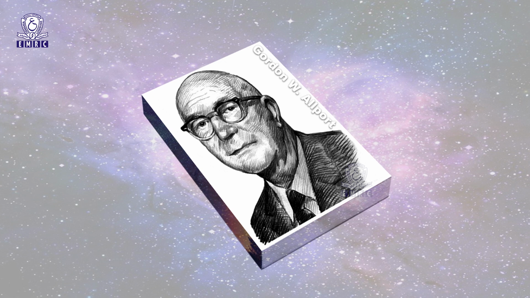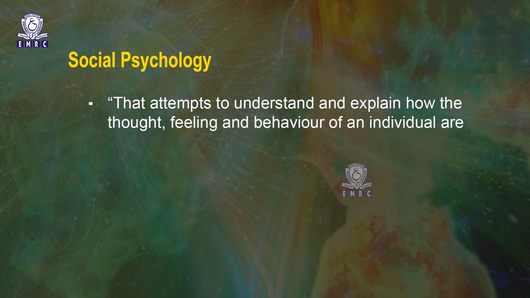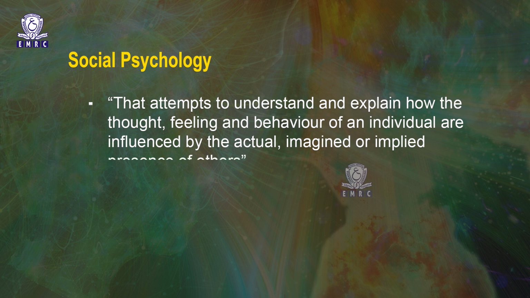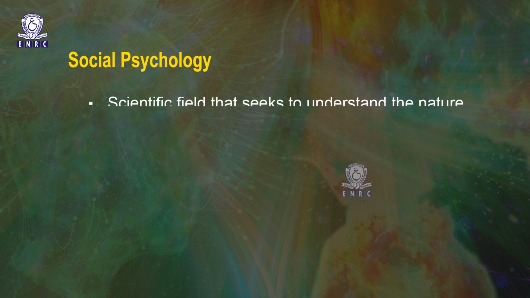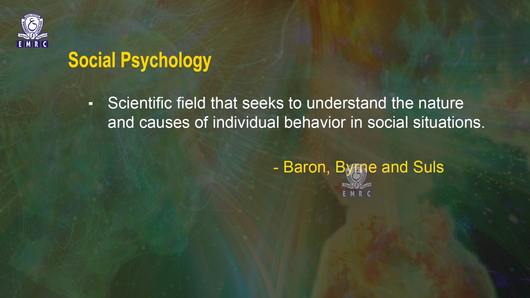A similar definition was given by Gordon Allport in 1968, who defined social psychology as a discipline that attempts to understand and explain how the thought, feeling and behavior of an individual are influenced by the actual, imagined or implied presence of others. Byrne and Sells in 1989 defined social psychology as the scientific field that seeks to understand the nature and causes of individual behavior in social situations.